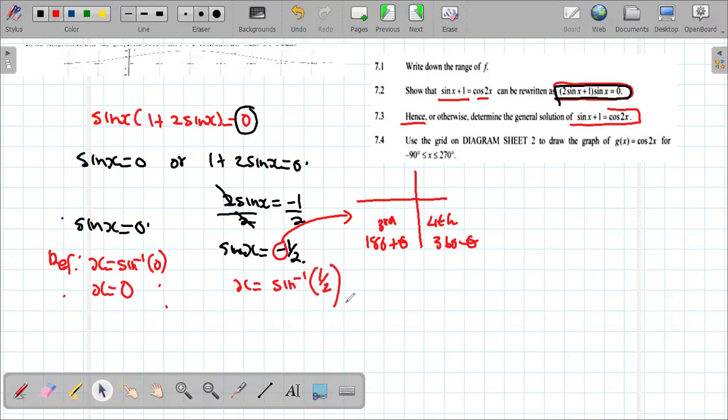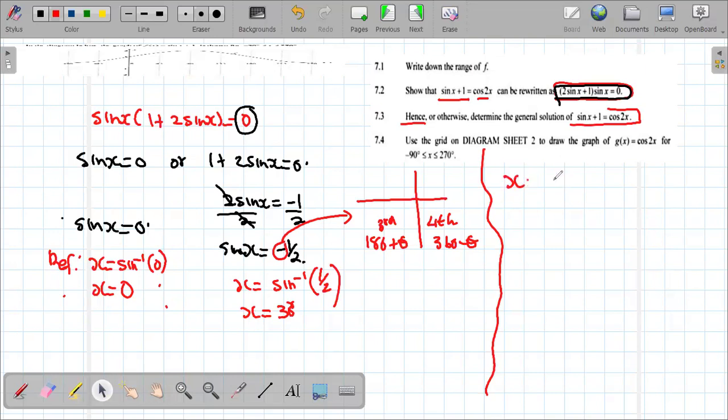Either 60 or 30, one of the two. 30, okay? X equals 30 degrees. So can we just use our reduction? The first thing is in the first quadrant. How do we do it?